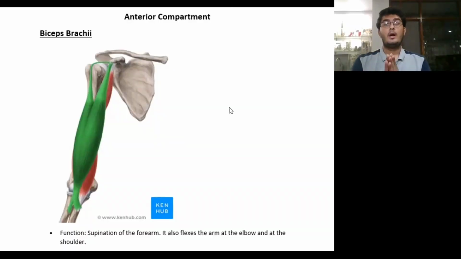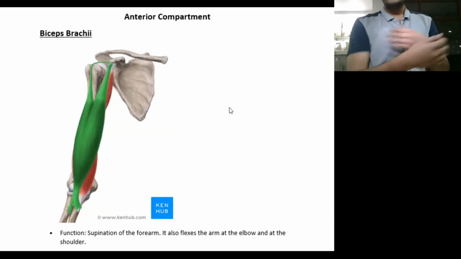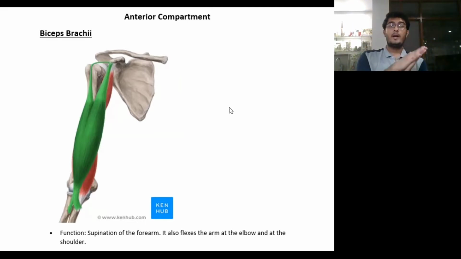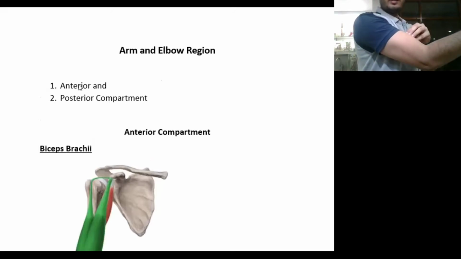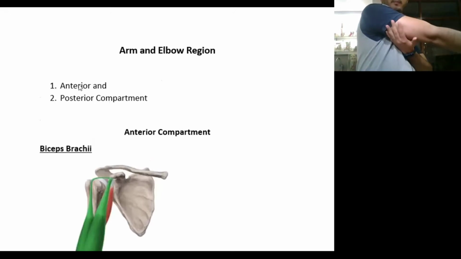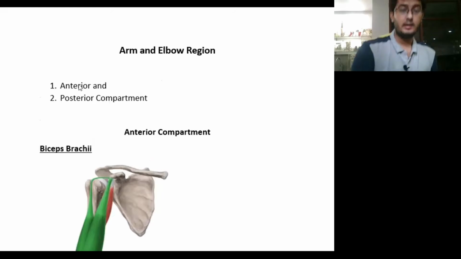To talk about the arm, we have to discuss the muscles which are present on the arm. We divide the arm muscles into two compartments. We have the anterior compartment, which is present anteriorly, and we have the posterior compartment, which is present posteriorly.